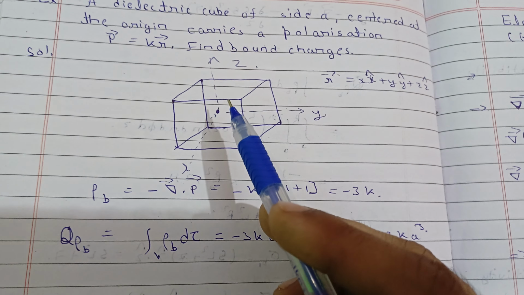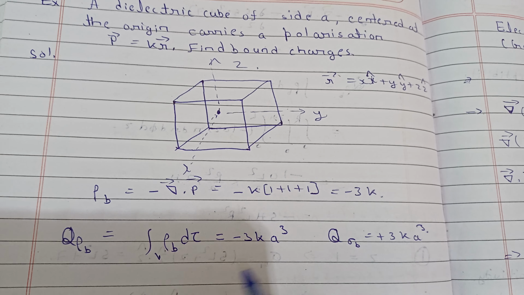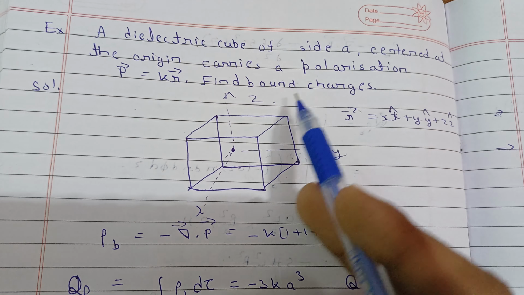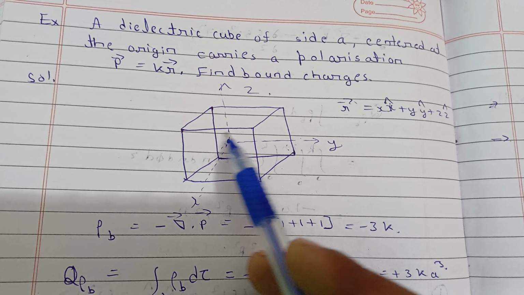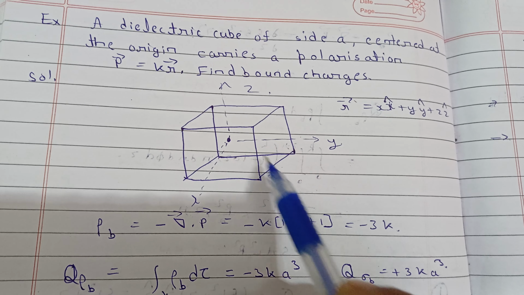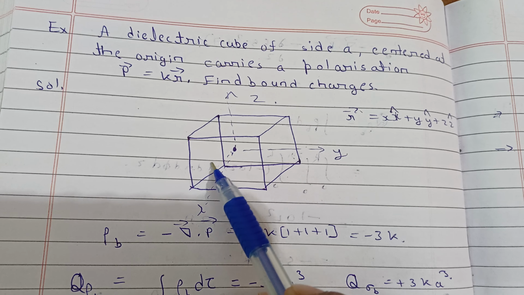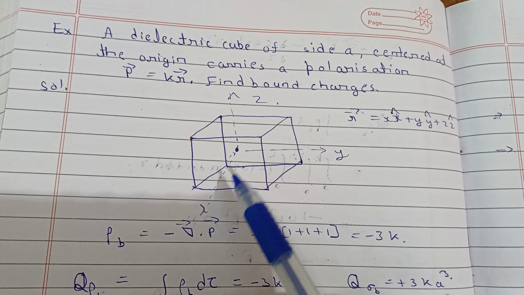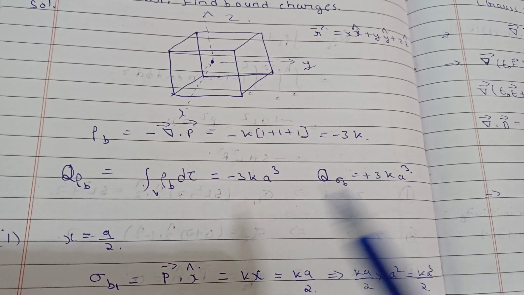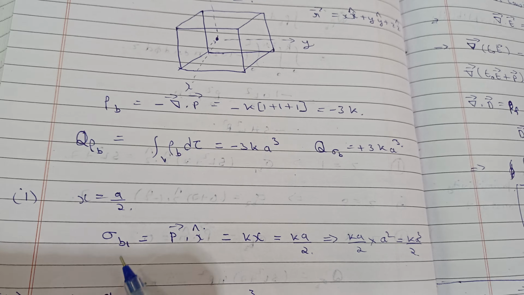Now the total bound charge must be 0, so you can directly find the surface bound charge, which will be plus of this. Now let's see, if it is asked in the question to find the surface bound charge for this particular surface, the center is at the origin, so it is half this side, half this side, so it is x equal to a by 2. If this complete length is a, then the length up to this surface will be a by 2. So we need to find the surface bound charge for this surface. At x equal to a by 2, what will be the surface bound charge density?